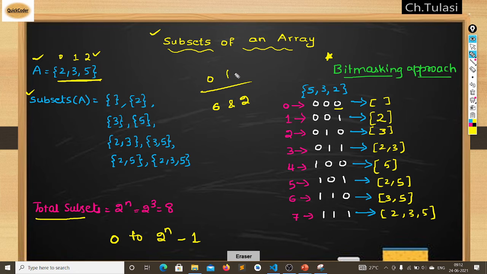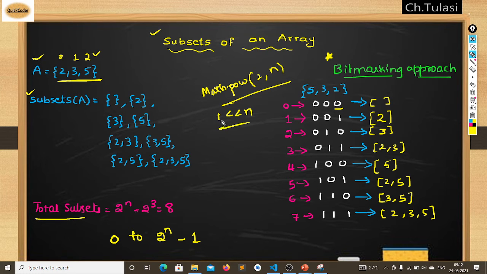Another thing I want to do whenever I'm writing the program: suppose I want to run this up to 2 power n. In programming we can write 2 power n like this, Math.pow(2, n). But we can also write this as 1 left shift n. What is this new representation? We will follow this only, ma'am.